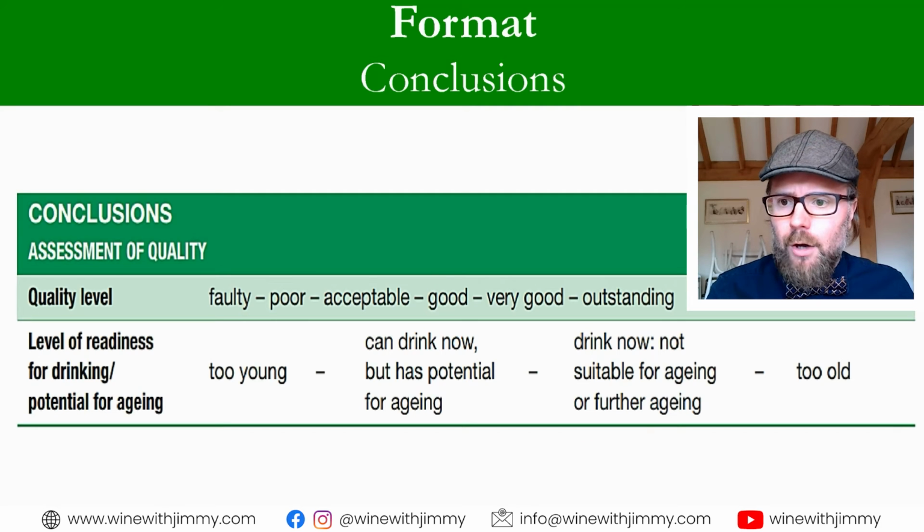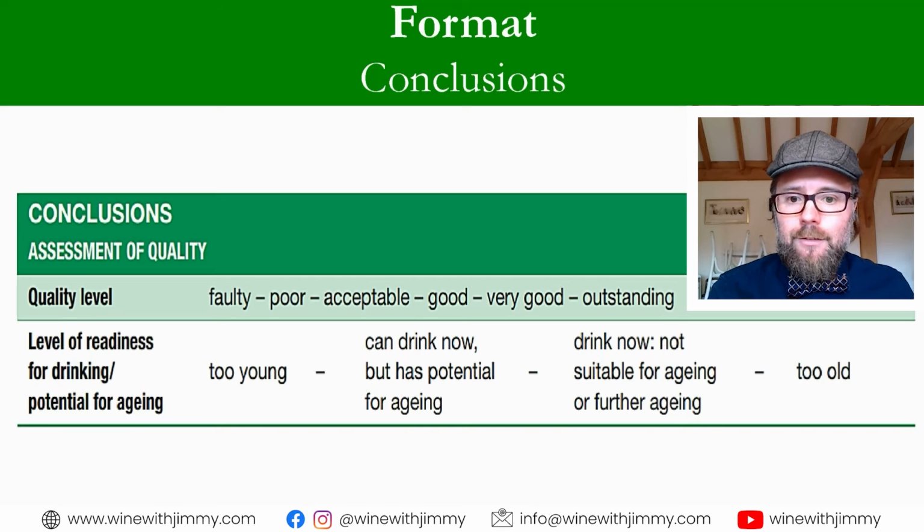Then we come on to our conclusions. So this is the second part. So we've created a tasting note. That's the first part. The second part is to draw conclusions. So this is the evaluative part of the SAT. So we have two areas here. We have quality level, and then we have the level of readiness for drinking or potential for aging. So you'll see the two areas just there on your slide.